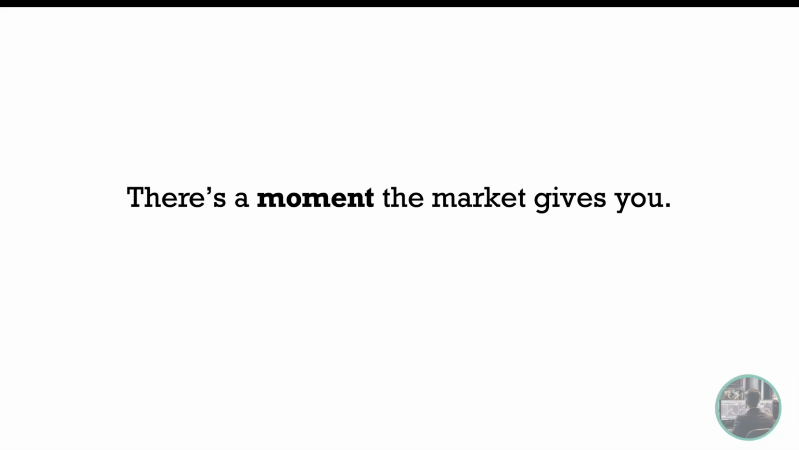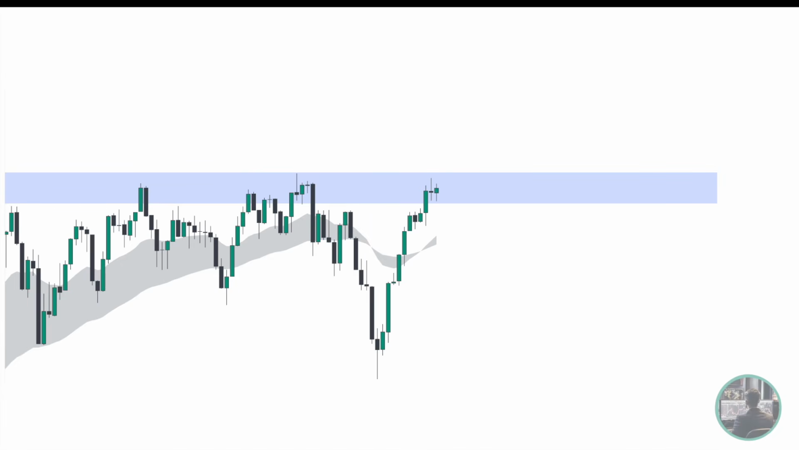There's a moment the market gives you. It's quiet and most people miss it. Price enters a key supply and demand level, a zone where big money is concentrated. And then the EMA cloud flips, and that's when everything changes. If you clicked on this, you already know the problem.